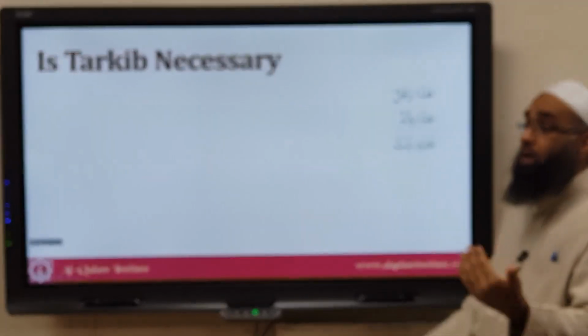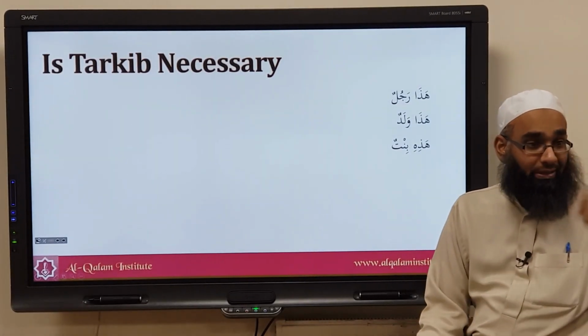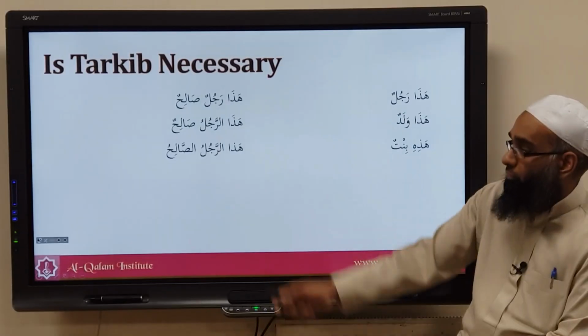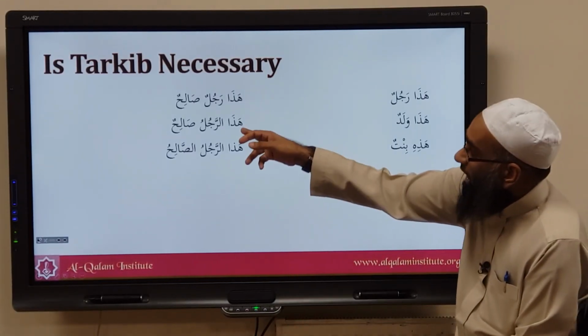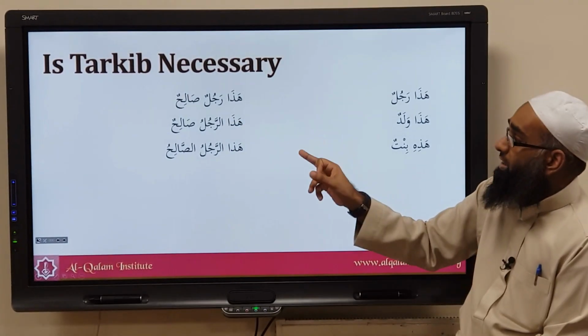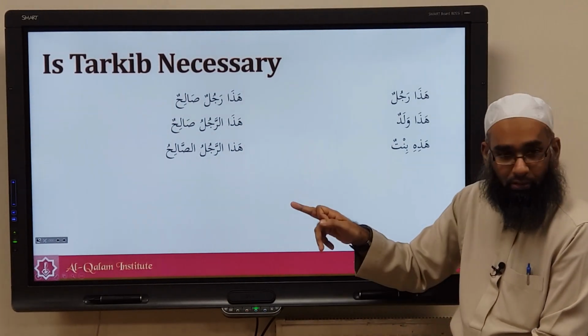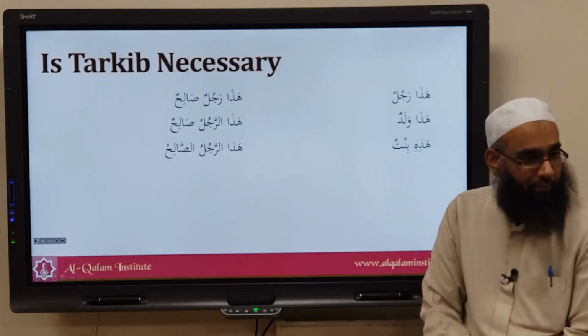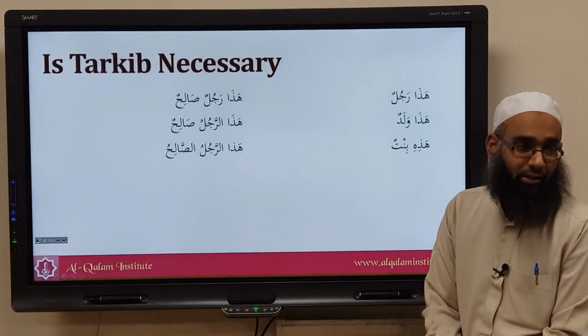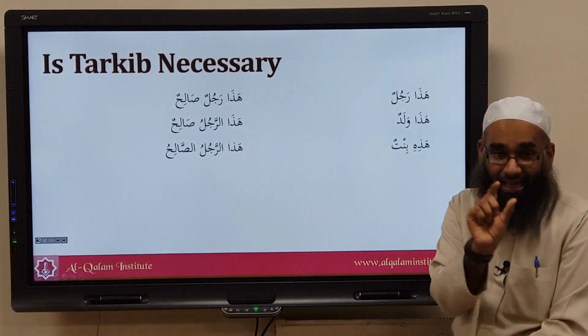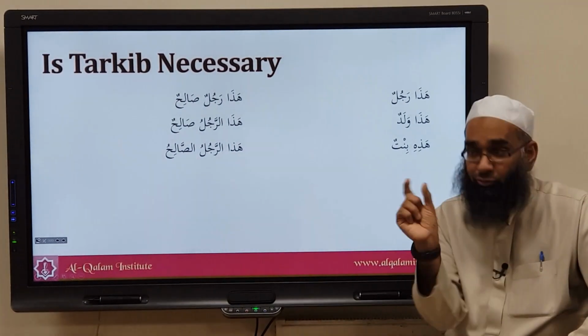For beginners, we do practice. But sometimes you need to understand how to translate. For example, you've got these three of them here. Hadha rajulun salih. هذا رجل صالح. هذا الرجل صالح. Same words, but slightly different. You must make sure that you understand the grammatical function of each. Then you can translate. Like, this is fine.